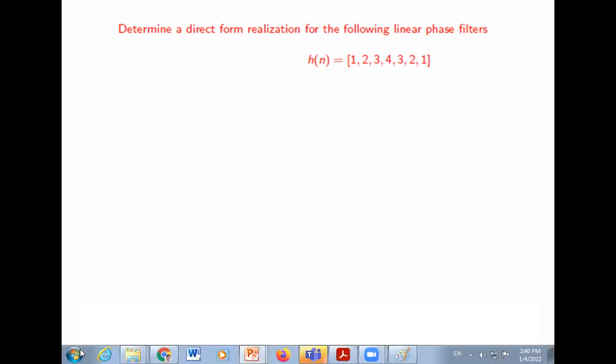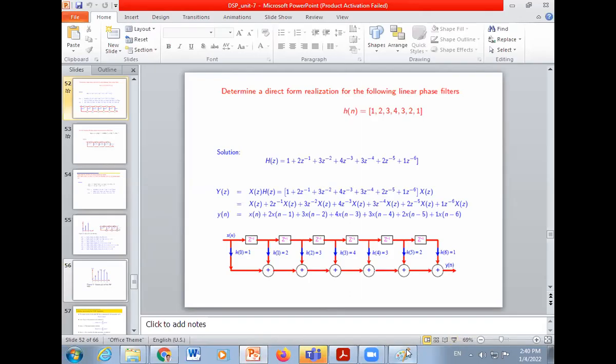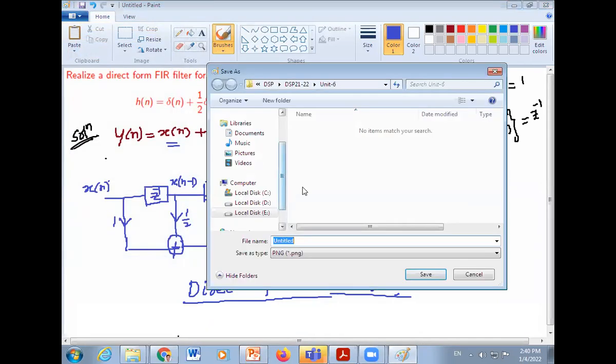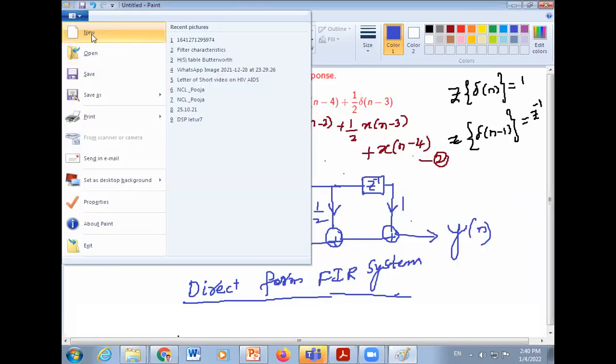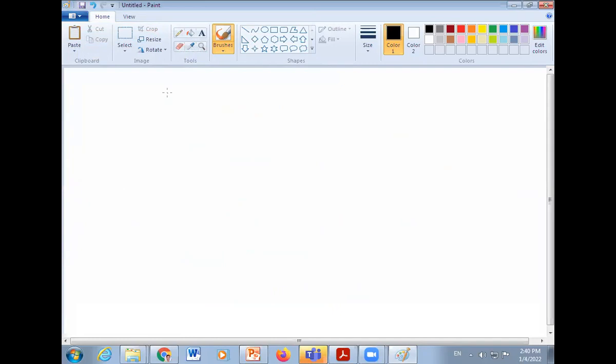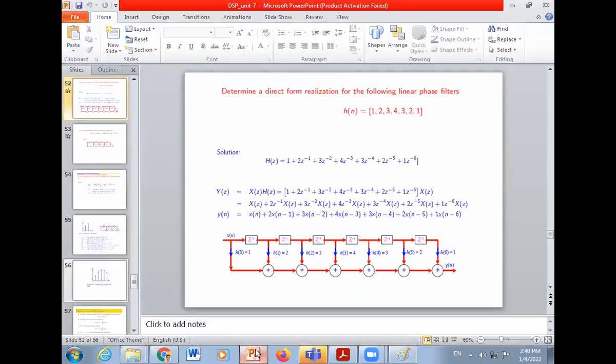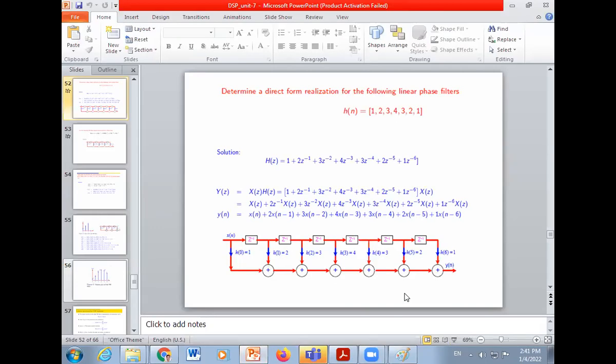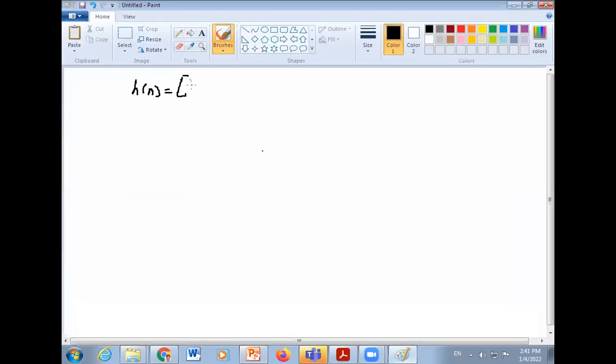Can anyone tell me how to solve this? First we have to find the Z transform of it. So what is the equation there? What is h of n? Have you noted the h of n value? You haven't written it? Okay. So it is 1, 2, 3, 4, 3, 2, 1, right?